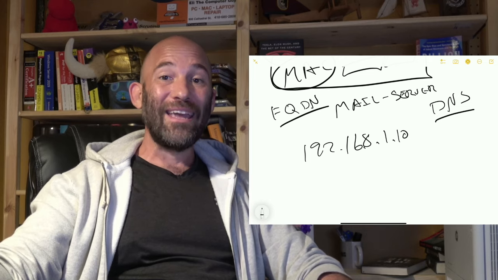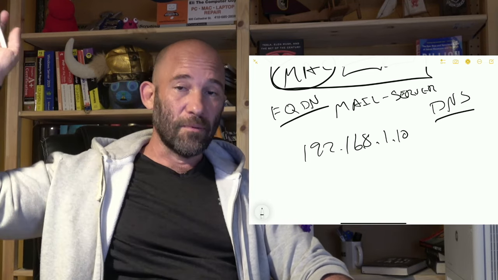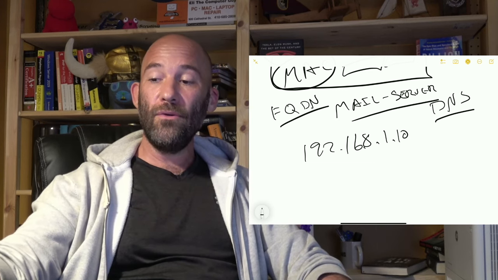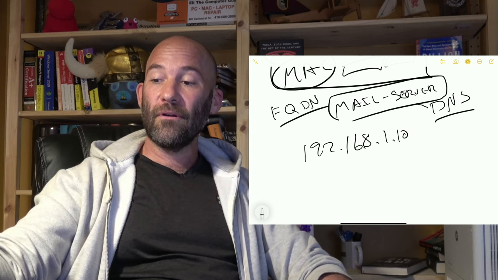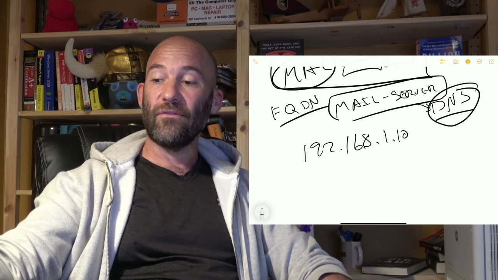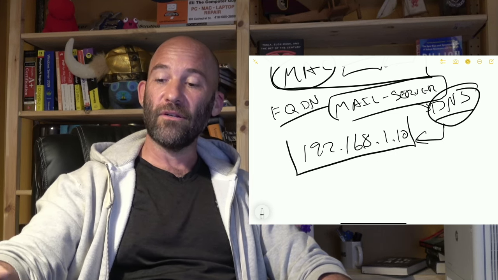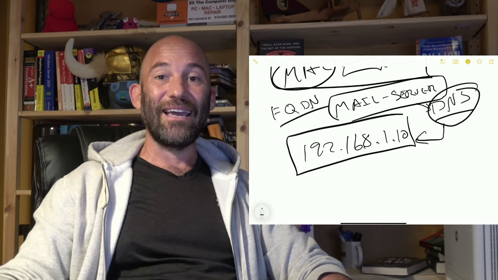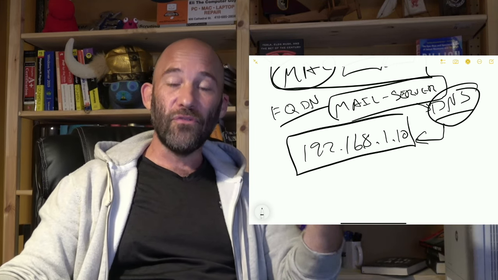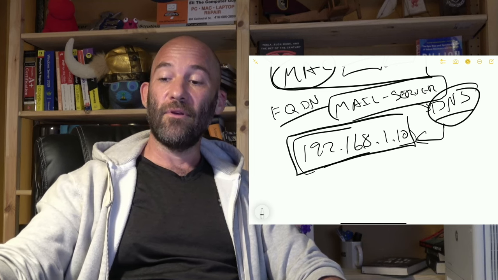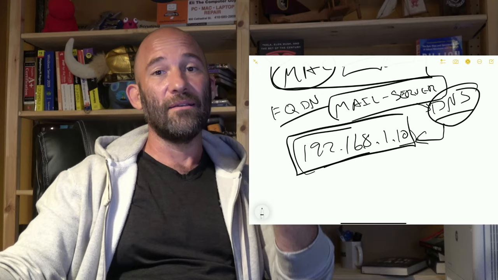What happens with domain name services is you have a DNS server that's sitting on your network or possibly up on the internet somewhere. When you try to connect to mail server, your computer is going to talk to the DNS server, and the DNS server is going to say, oh, the IP address for mail server is 192.168.1.10. So now your computer, using TCP/IP version 4, knows, okay, I need to communicate with 192.168.1.10.